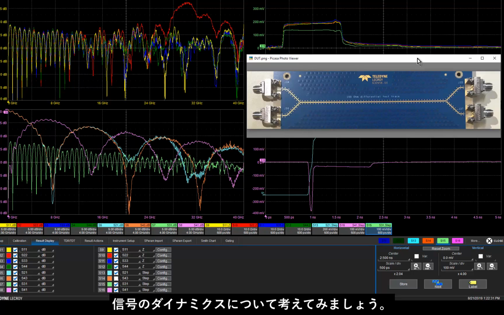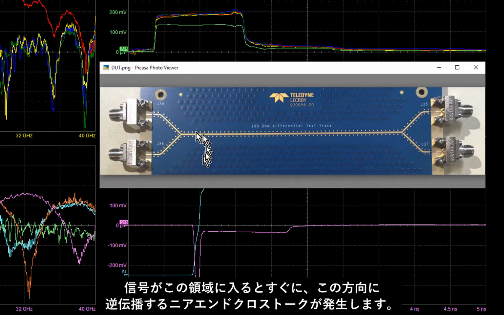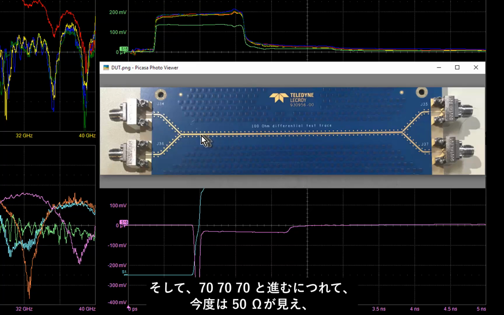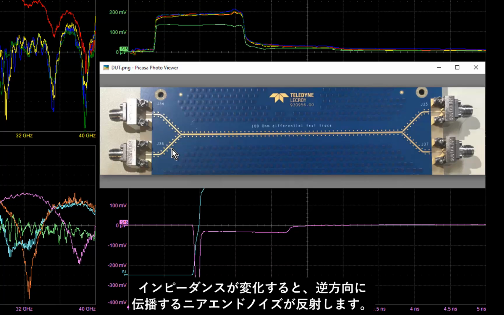Let's think about the dynamics of the signal. The signal is launched in port 1. It travels down this path. As soon as it gets into this region, we get some backward propagating near-end crosstalk traveling this way. Well, it gets generated in the region where we have the 70 ohm impedance. And as it's traveling along, it sees 70, 70, 70, and now it sees 50 ohm, and it goes from a high impedance to a low impedance, an impedance change. We're going to get a reflection of that backward propagating near-end noise.